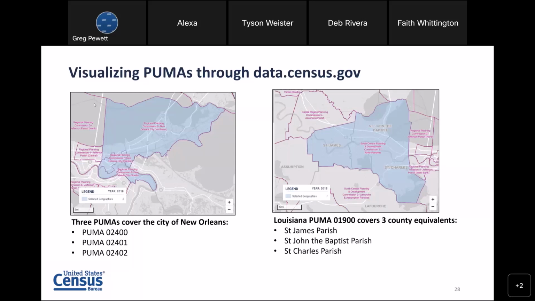When you're looking at, on the right-hand side of the screen, county equivalents that have smaller population size, so populations of under 100,000, typically how you'll see this play out is a single PUMA will span multiple counties or county equivalents. In this example on the right, we're showing a screenshot of PUMA 01900 that covers 3 county equivalents, St. James, St. John the Baptist, and St. Charles parishes.